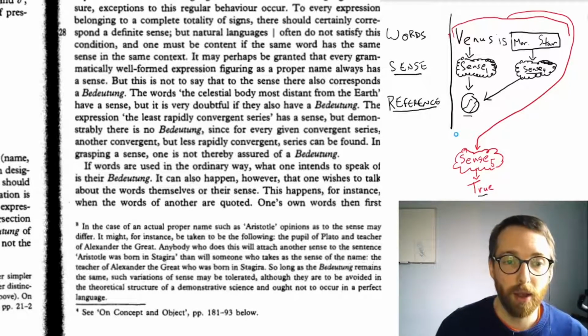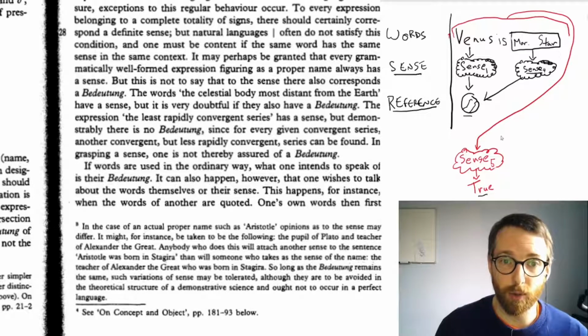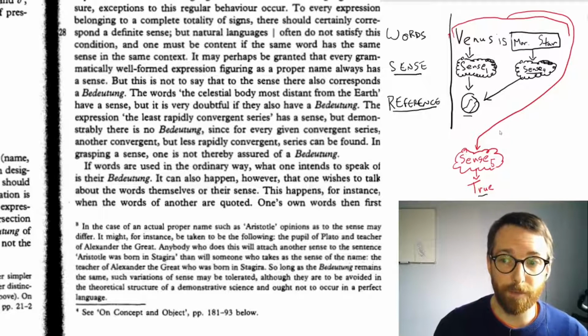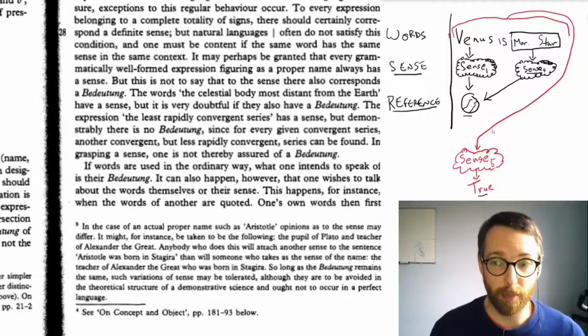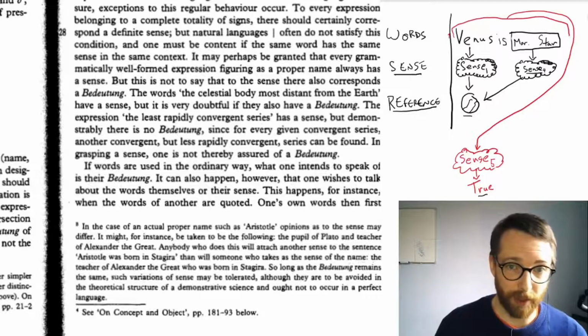Okay, that's the kind of substitution we're interested in. We're interested in substitution of one name for another name with the same reference. Substitution failure happens when it looks like we've done that. It looks like we've replaced one name with a different name that has the same reference, and yet our sentence as a whole has gone from true to false. So what's an example of that?